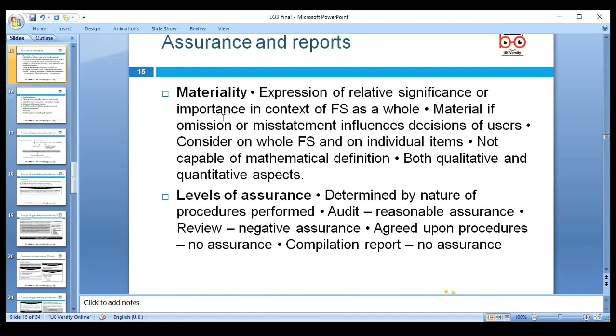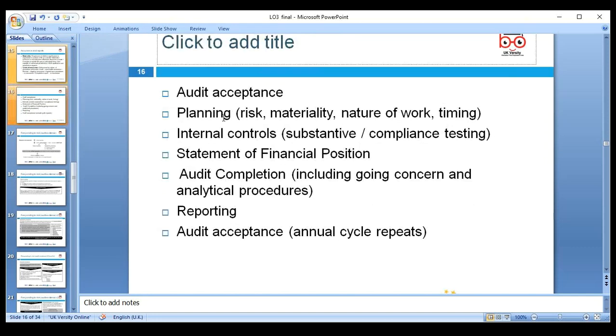An item is material if its omission or misstatement influences the decisions of the user. Consider it on the whole financial statements and on individual items; it is not capable of a mathematical definition, and has both qualitative and quantitative aspects. The level of assurance is determined by the nature of the procedure performed: audit, reasonable assurance; review, negative assurance; agreed-upon procedures, no assurance; and compilation report, no assurance.